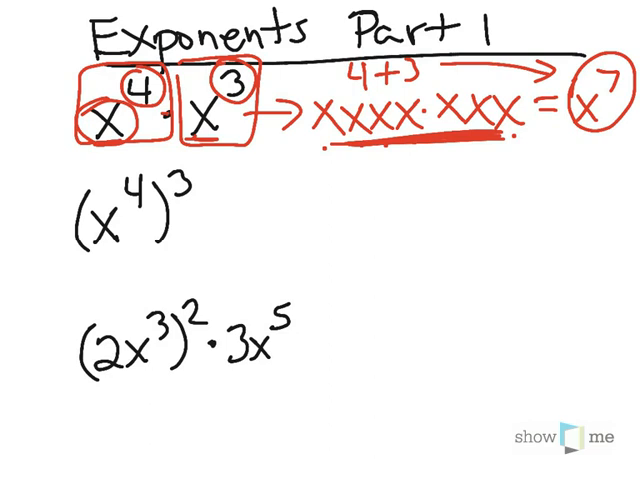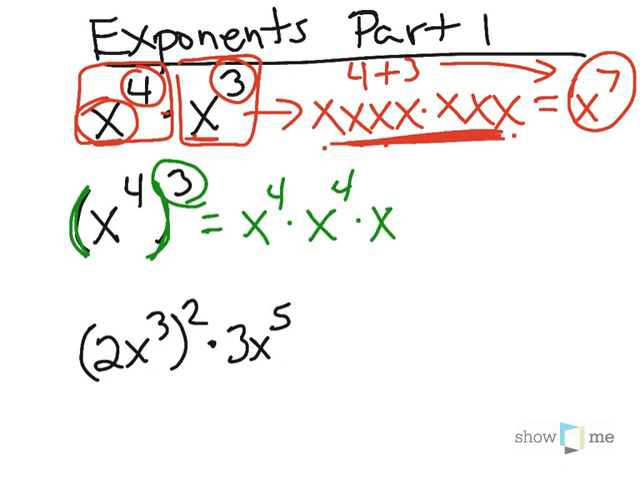Now knowing that, let's take a look at the second problem here. This is written differently. I've got these parentheses. And remember, when I have parentheses, that means this 3 out here applies to everything in that parenthesis, the entire grouping. Okay? What that means is this entire grouping is getting multiplied 3 times. So let's write this. I'm going to have x to the 4th times itself, x to the 4th times itself, x to the 4th, 3 times, just like it says right there.